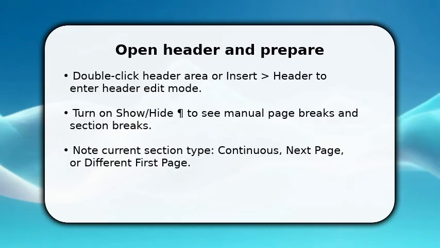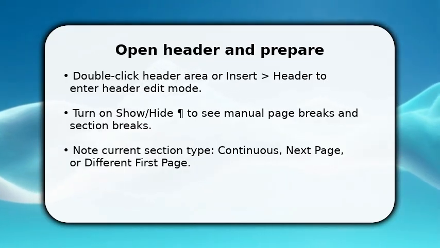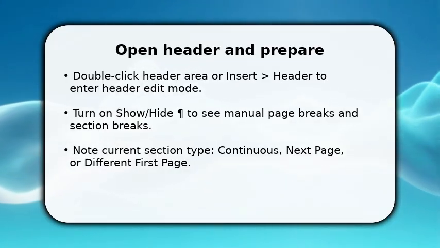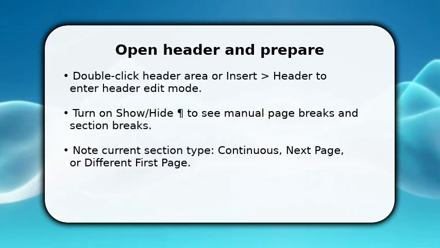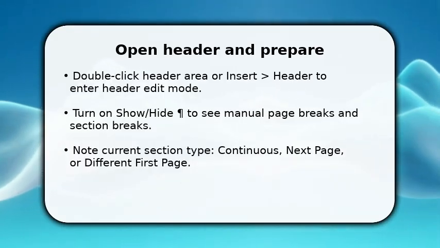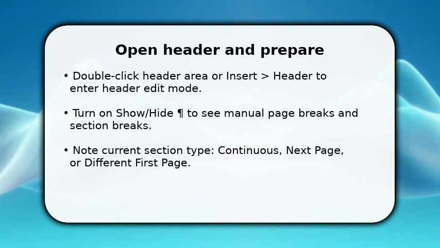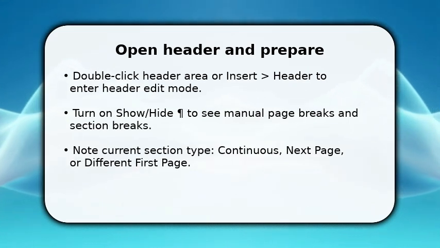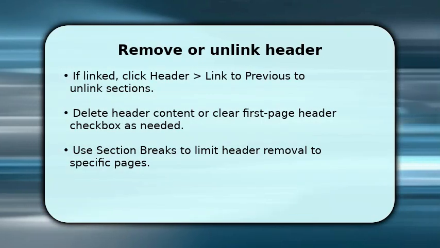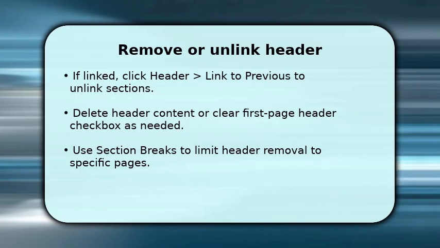While in Header View, check the section type and whether different first page or link to previous is active, because knowing this determines the exact removal method and prevents accidental changes on other sections. Once done, decide whether to unlink headers from prior sections. If link to previous is highlighted, click it to break the connection so you only change the current section.